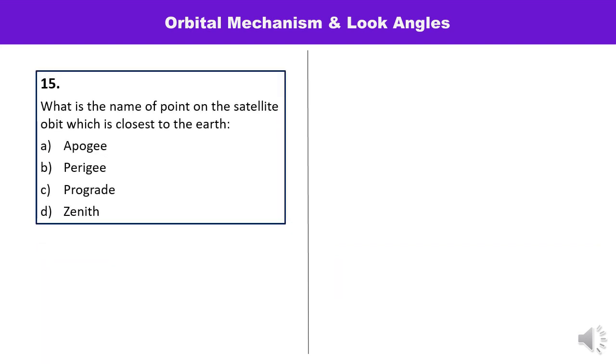Next question is, what is the name of a point on the satellite orbit which is closest to the Earth? There are 2 points on the elliptical orbit of the satellite. One is the perigee and one is apogee. Apogee is the farthest one. So the closest is the perigee. B is the correct option.